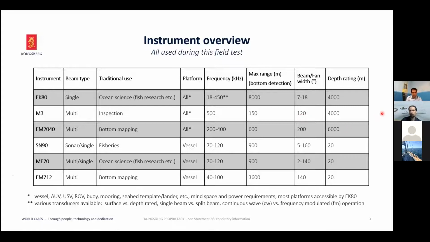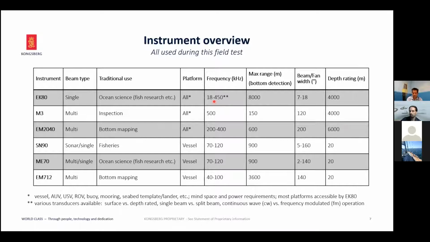This slide now gives an overview of different instruments that were used in the study. So let's start off with the EK80, an echo sounder usually applied in ocean science. It's a single beam instrument. You can get it on almost all platforms if size and power consumption allow. The EK80 is a fairly versatile unit.